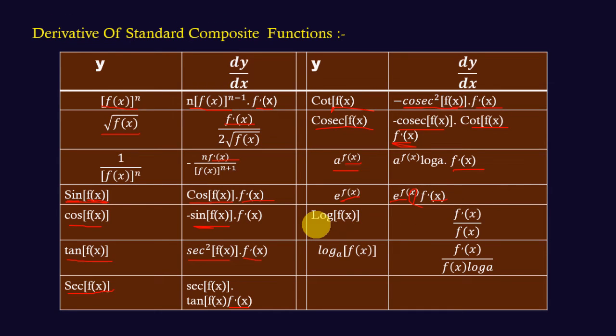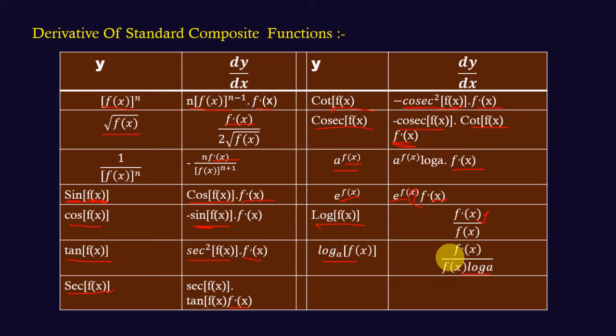Okay, then log of x, the derivative of log of x is 1 upon x, but log of f of x is 1 upon f of x into derivative of f of x as f dash of x. Then the log base a of f of x, its derivative is 1 upon f of x into log a, into derivative of f of x as f dash of x.